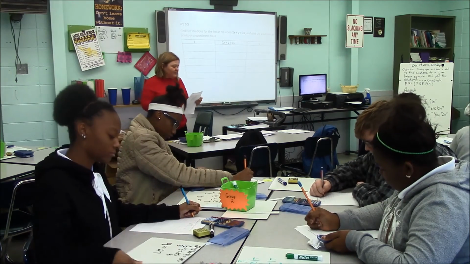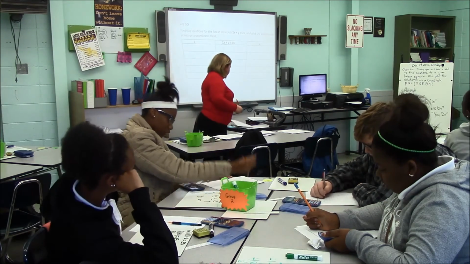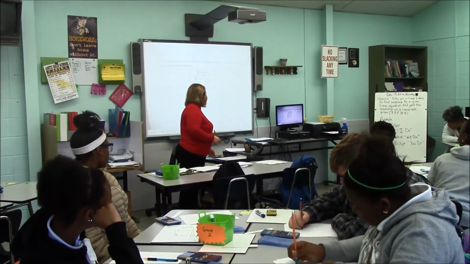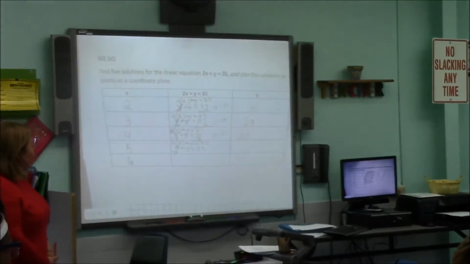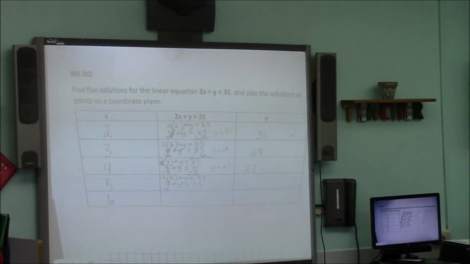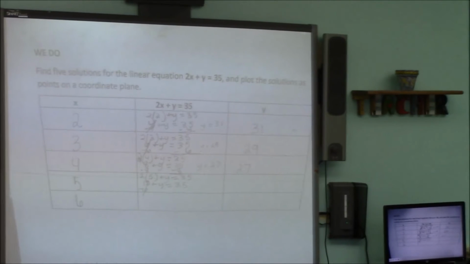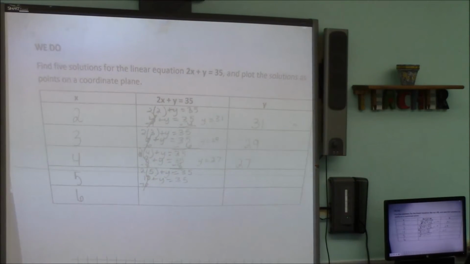Everybody look at the board. Let's look at Rakila's paper. They started with 2. I know a lot of y'all started with 1. And they went 2 times 2 is 4. 4 minus 4 canceled out. And then they did minus 4 on the other side, which gave them 31. Y equals 31. Y'all agree? Okay. And then you did 3. 2 times 3 is 6. 6 minus 6 cancels out. 35 minus 6 is 29. Very good. Y'all agree? Did anybody use any numbers besides 2, 3, 4, 5, 6?